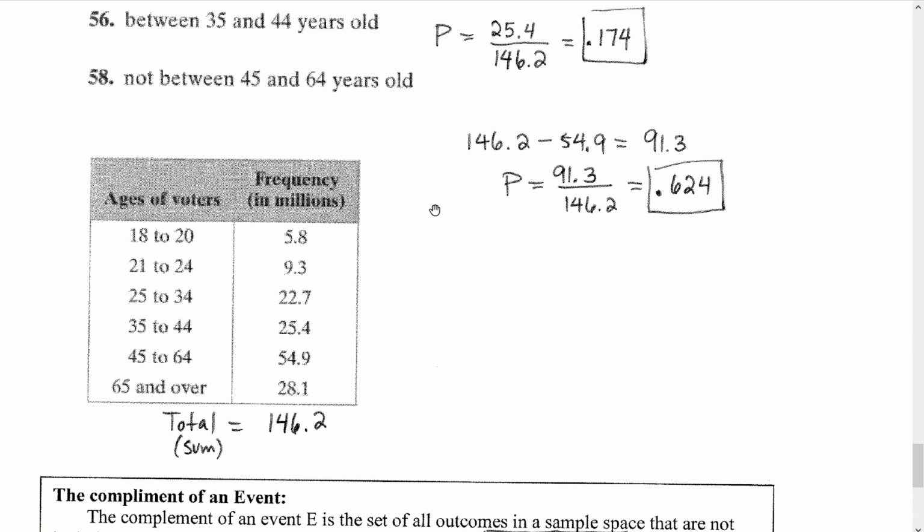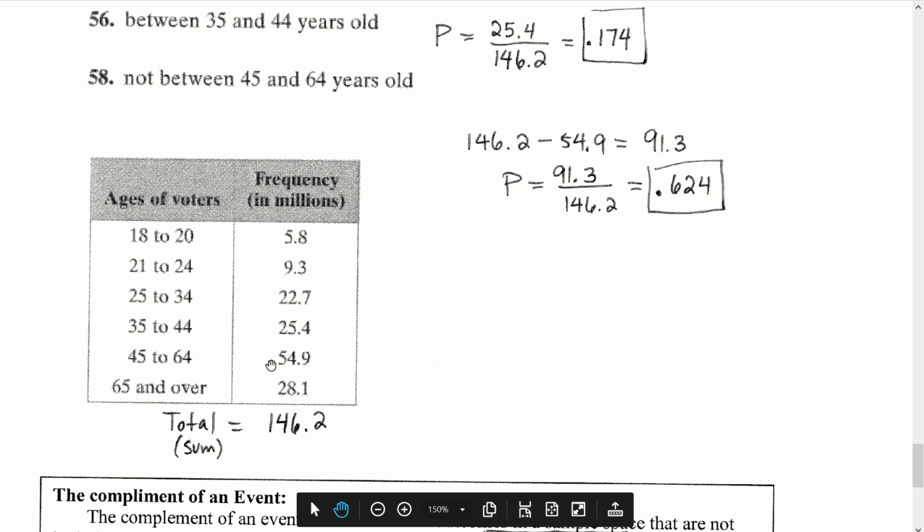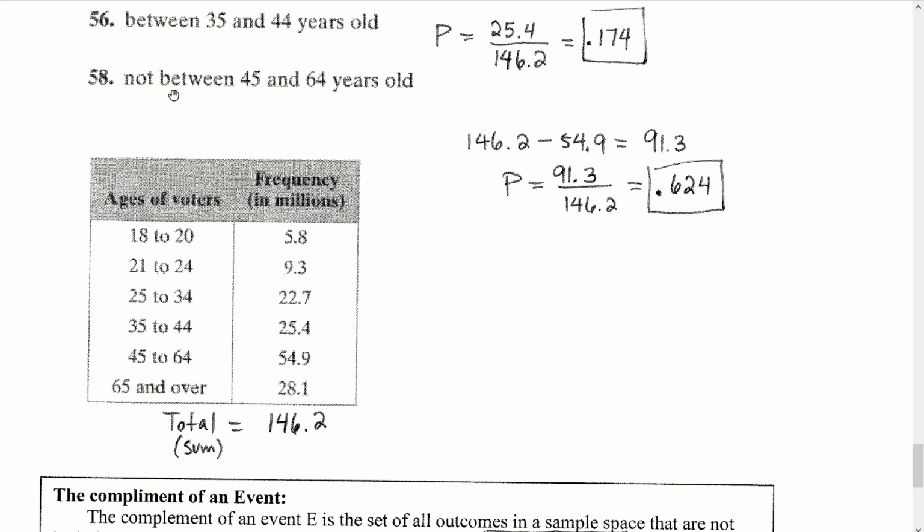Another idea, which is going to lead us into the rule of the complement here in a moment, is everybody that's not between 45 and 64, we could simply just take the total and subtract those that are between 45 and 64. And then what's left over would be the 91.3, which would tell us the number of people that are not in that category. So a couple of different approaches here, but the probability of selecting somebody that's not between 45 and 64 would be 0.624.